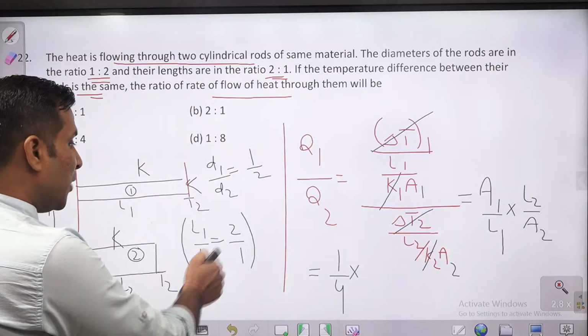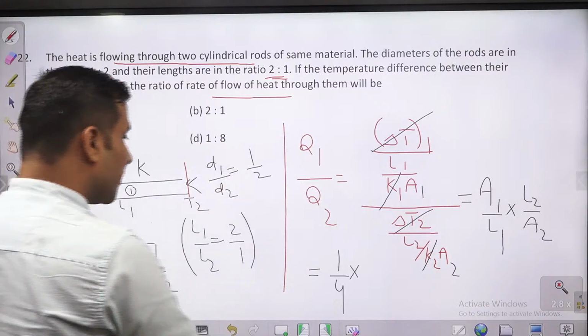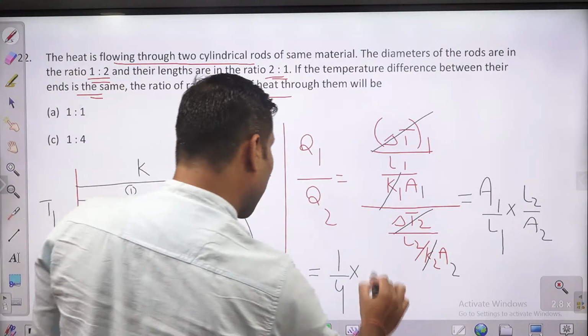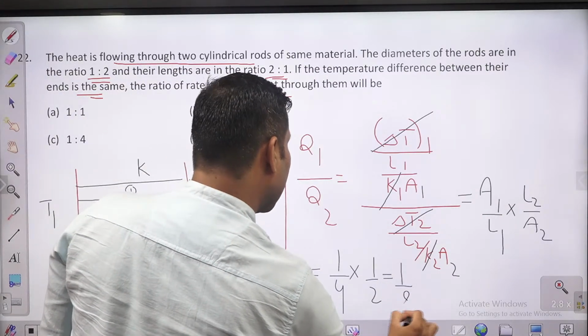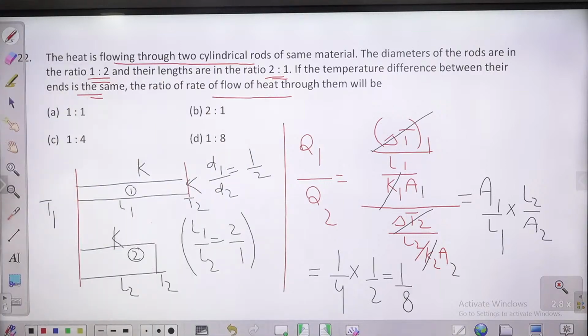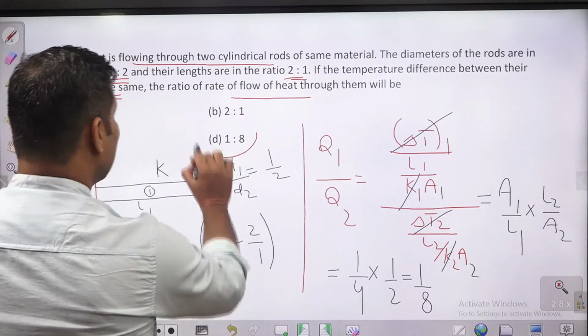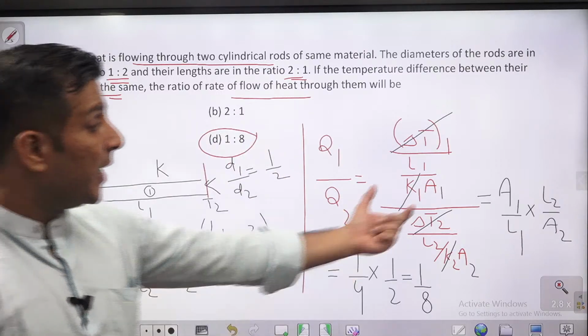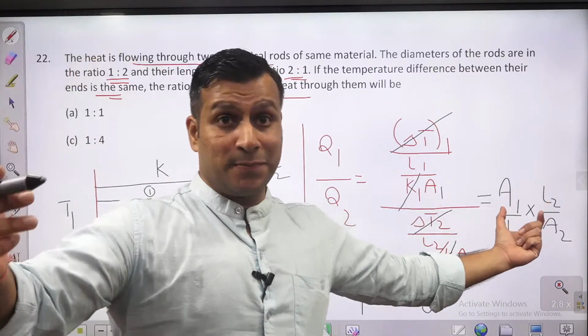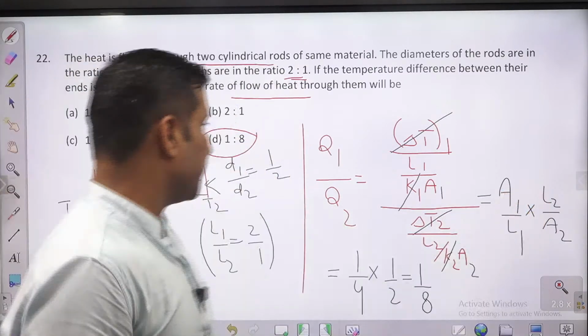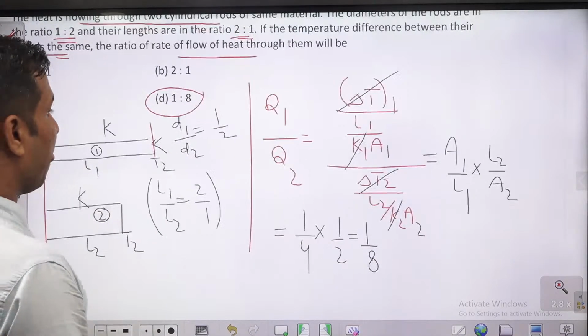So L1 by L2 is this, so L2 by L1 will be 1 by 2. Okay, reverse हो जाएगा. So you will get what, guys? You will get answer 1:8. Answer क्या आ जाएगा आपका? 1:8. Option D. थोड़ा सा भी अगर आपने mistake की, you will get the wrong answer, guys. You need to take the diameter square. Okay, diameter square, guys. Is it clear, guys?